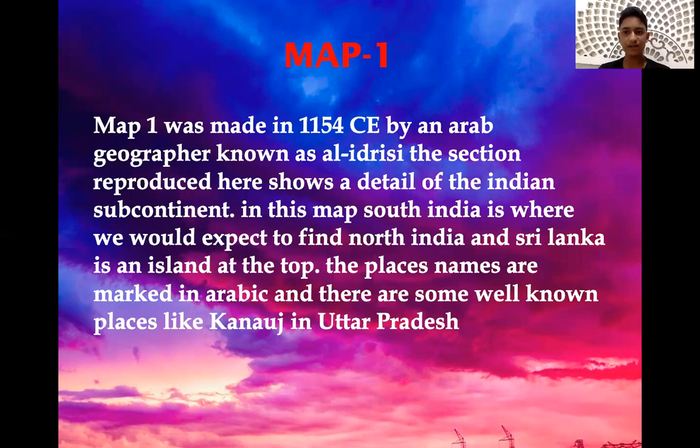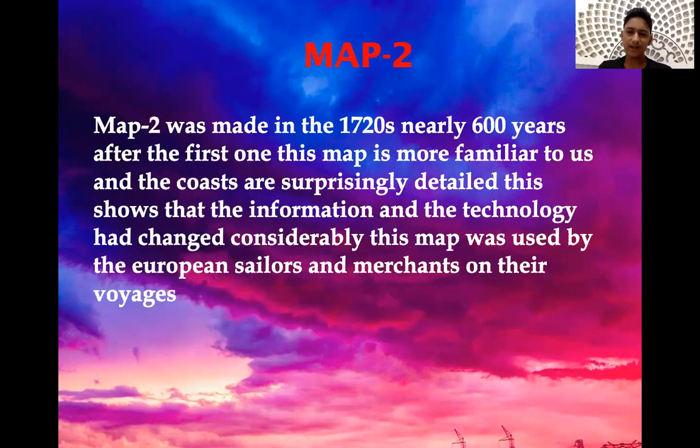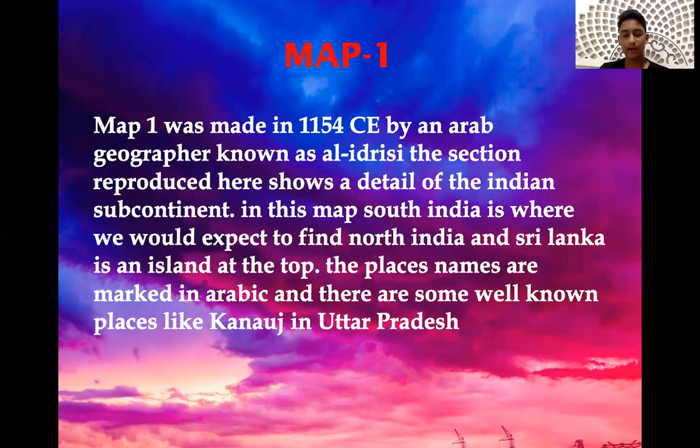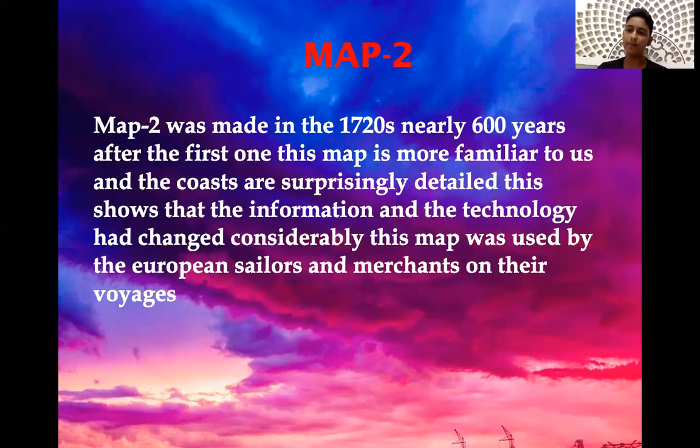The section which is reproduced in this map shows a detail of the Indian subcontinent from the big world map. In this map, South India is for some reason located where we would expect to find North India, and Sri Lanka is an island at the top. The places' names are marked in Arabic, and there are some well known places such as Kannauj in Uttar Pradesh.